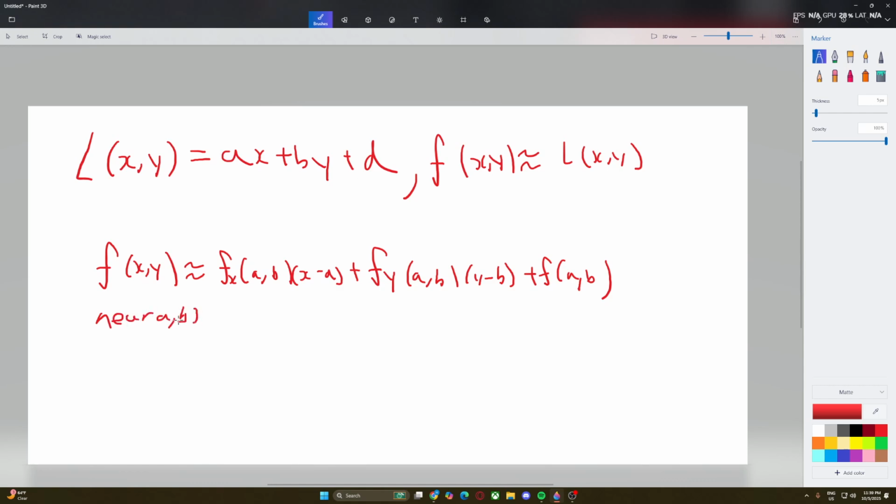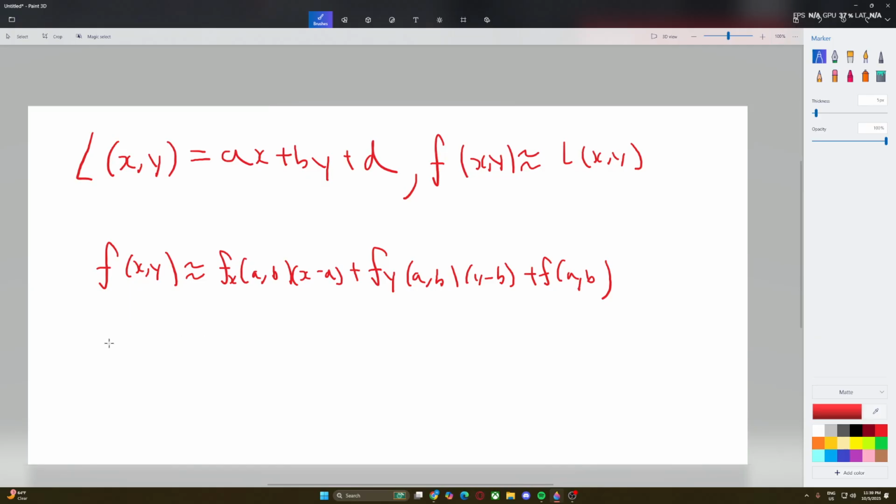The reason why I don't just write f of (a, b) is because that would just be equal. If I put (a, b), then it would literally just be f of (a, b). That's why it's only near (a, b). So, that's how I got this. So these are approximations.